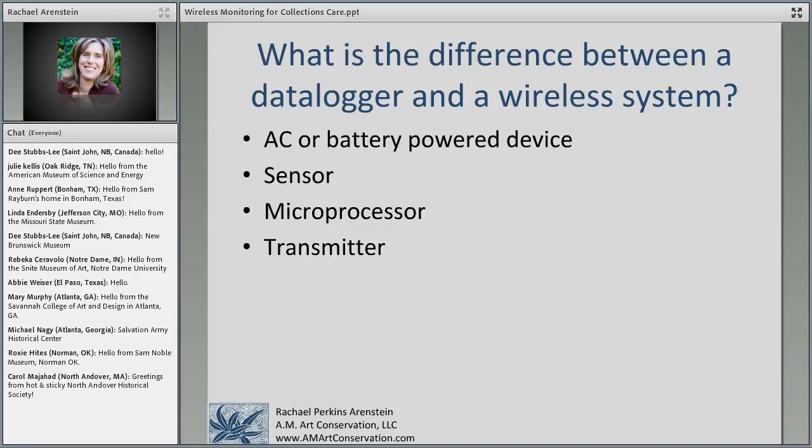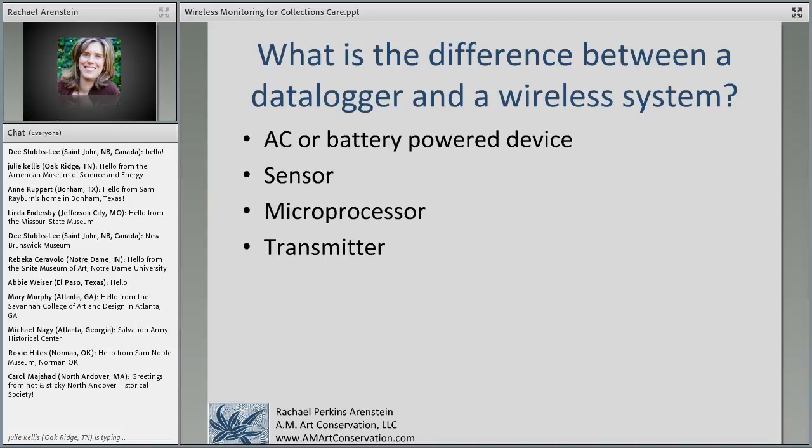I've been asked also by the National Park Service to do another conservogram on wireless systems. They've been asking for a while, and I've been mulling over how to structure it because it isn't as straightforward as examining and evaluating the standalone loggers. However, some of the parameters for any logging or monitoring system are still important. So I want to quickly run through those.